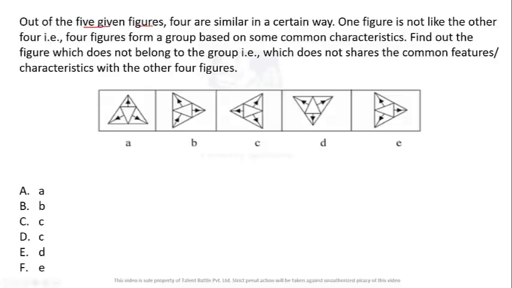Out of the five given figures, four are similar in a certain way. One figure is not like the other. We have to find the odd man out, or which does not belong to the group. If you observe all the diagrams, the answer is option B, the second figure. It is the odd one out. All the arrows are pointing outside. Only in this case, two arrows are pointing outside and one is pointing inside.